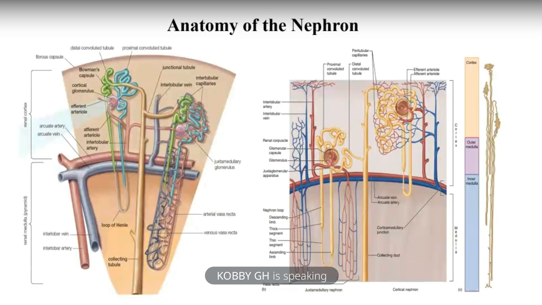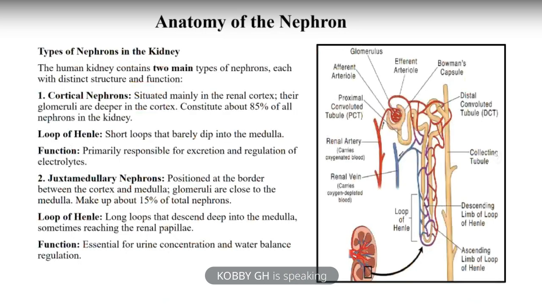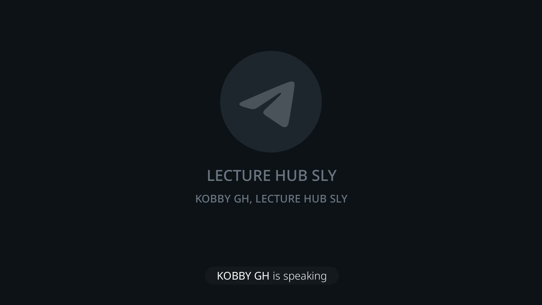Now, in terms of their functions, juxtamedullary nephrons are essential for urine concentration and water balance regulation. Juxtamedullary nephrons are essentially responsible for urine concentration and water balance regulation.